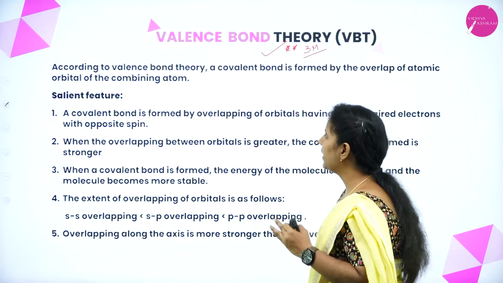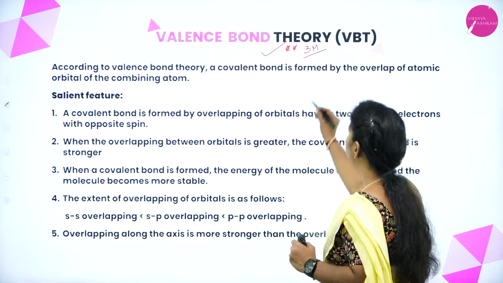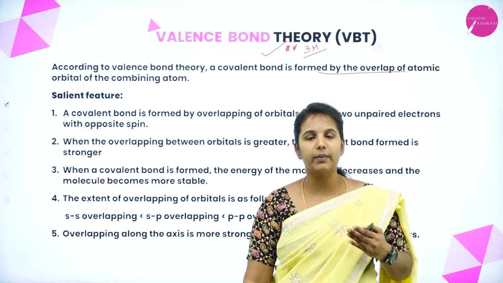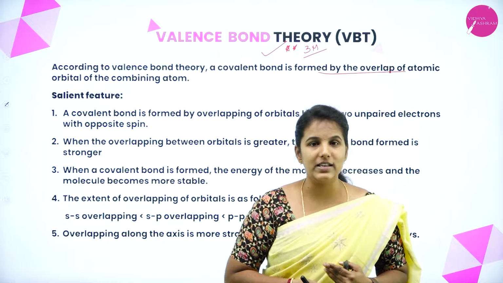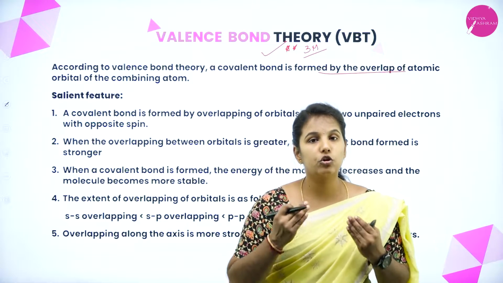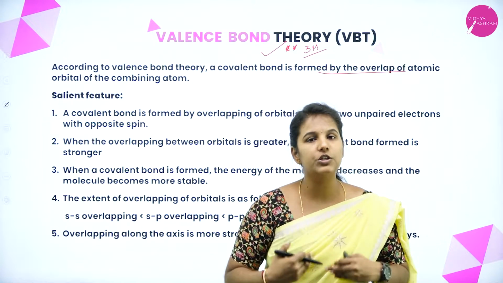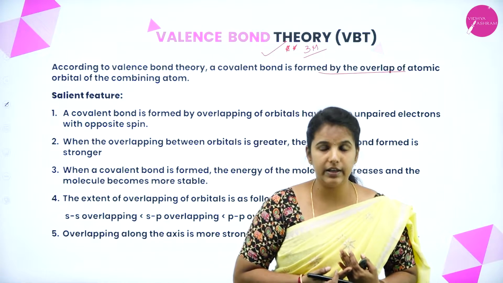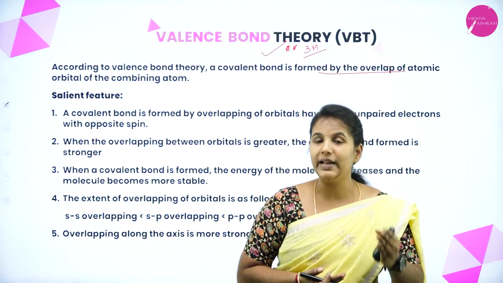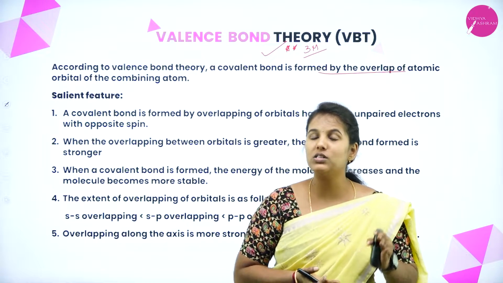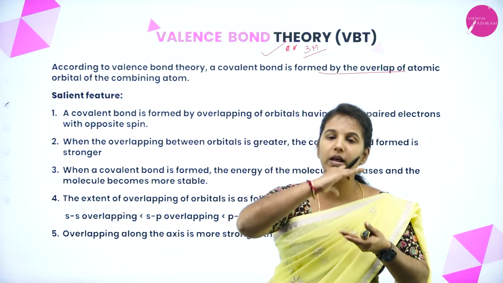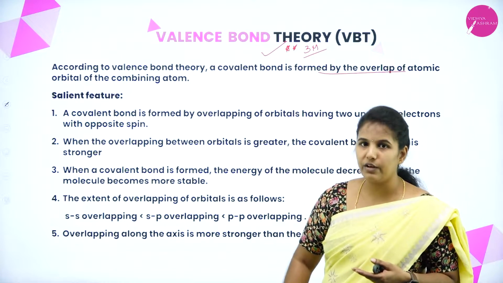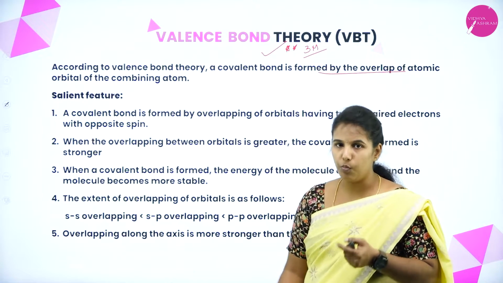According to the valence bond theory, covalent bonds are formed by overlapping of atomic orbitals of combining atoms. According to the valence bond theory, what does it say? The covalent bonds are always formed by what? Sharing of electrons, mutual sharing of electrons we can say. But here, according to the VBT, covalent bonds are always formed by overlapping of combining atoms. Let us see the salient features. They are nothing but postulates.